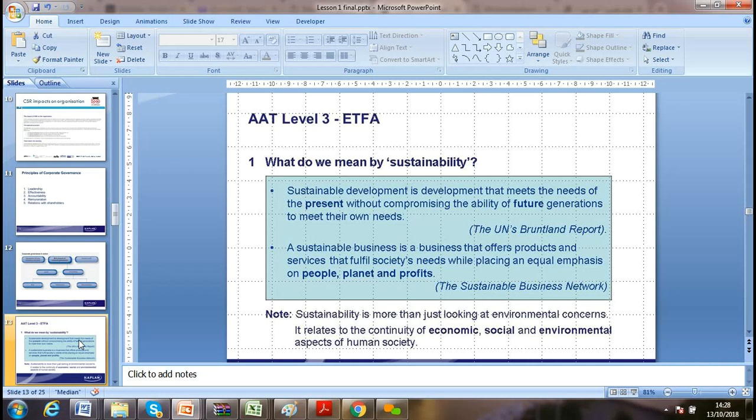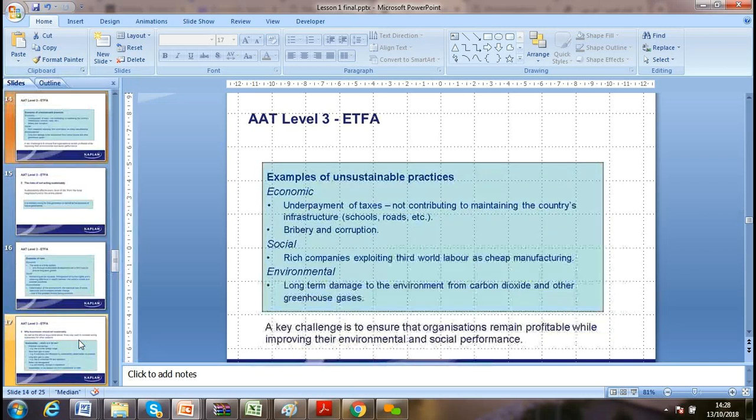Sustainable development is meeting the needs of the present generation without compromising the ability of future generations. Polluting the environment may affect this generation, but the next generation that comes after us will be affected more. So always ask: is it sustainable? A sustainable business offers products and services that fulfill society's needs, placing equal emphasis on people and planet. Please go through these slides: economic, social, and environmental.